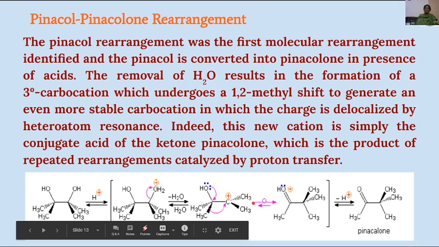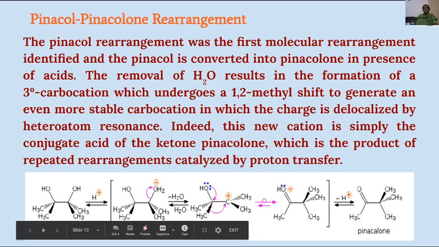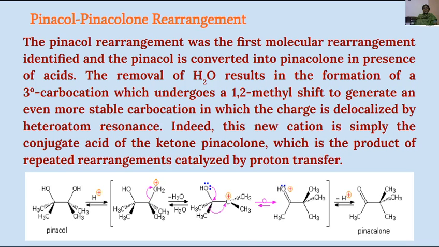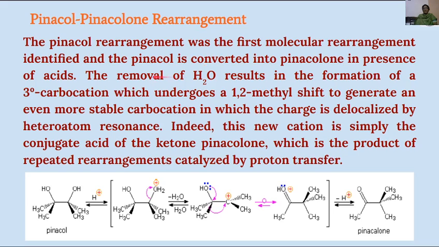So next we have the pinacol-pinacolone rearrangement. This is a very important rearrangement reaction. Here, this rearrangement was first observed in pinacol. Pinacol is 2,3-dimethyl-2,3-butanediol, so this is commonly called pinacol. This pinacol rearrangement was the first molecular rearrangement. Here pinacol is converted into pinacolone in the presence of acids.